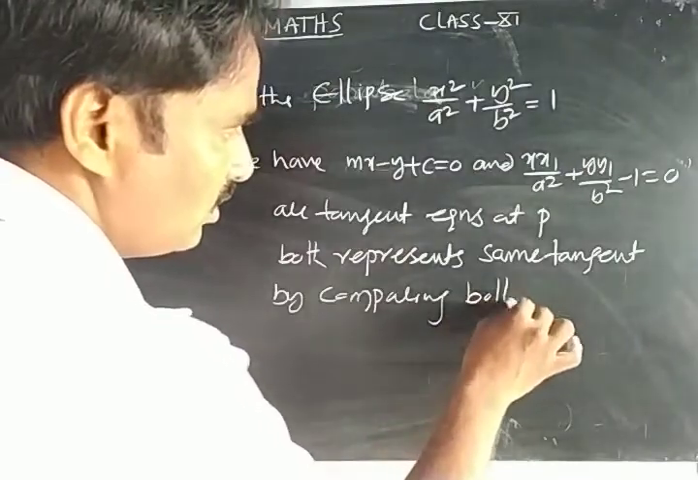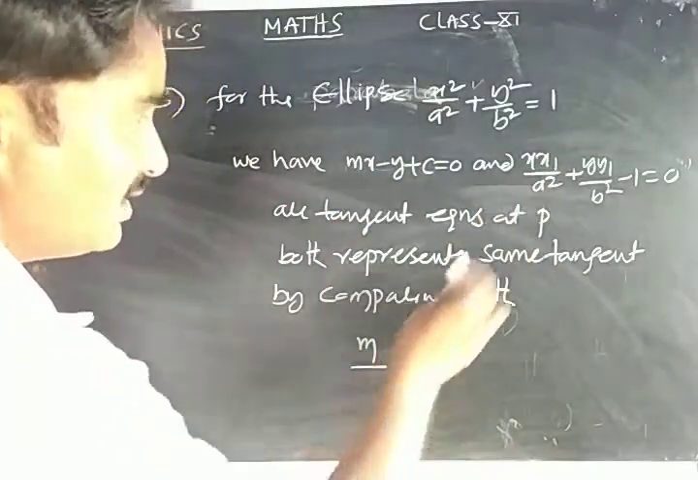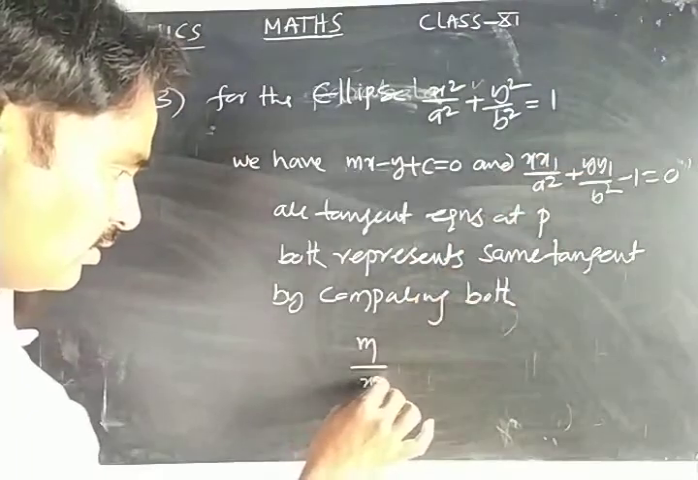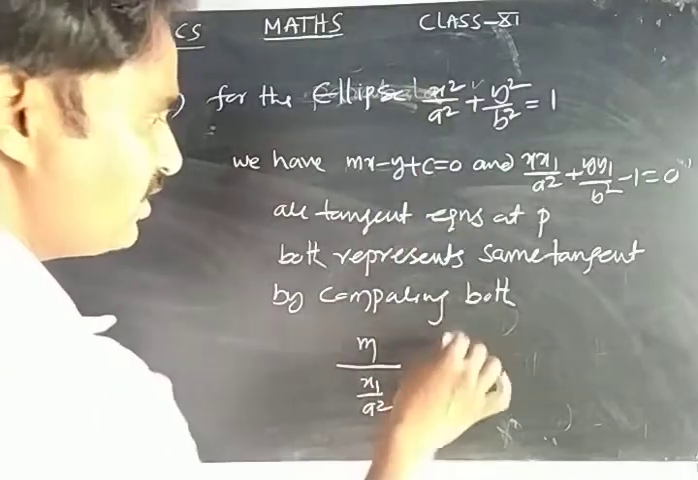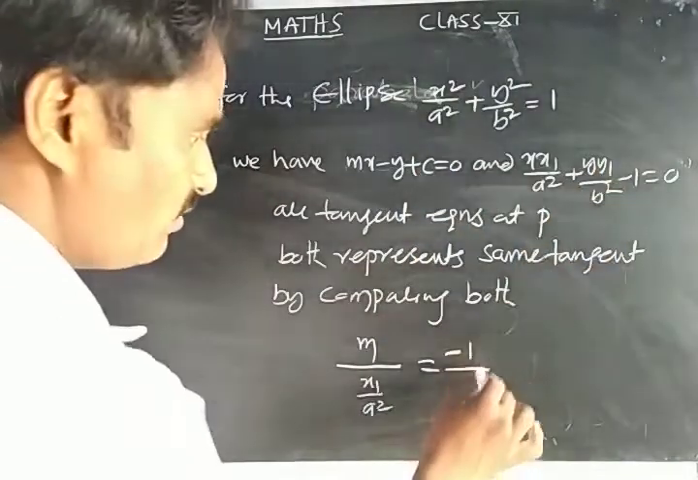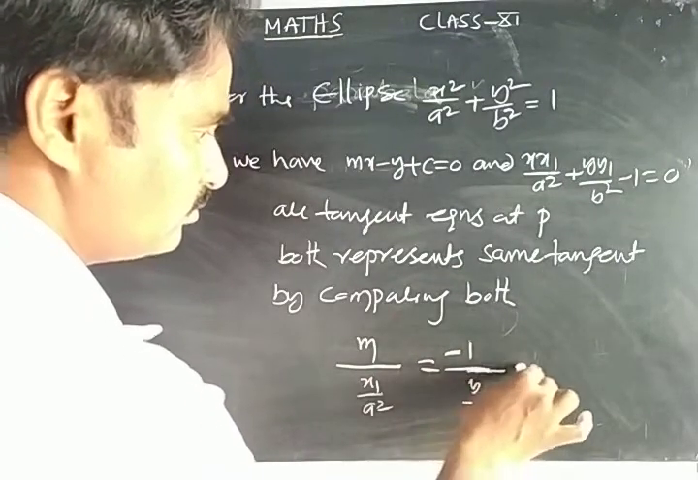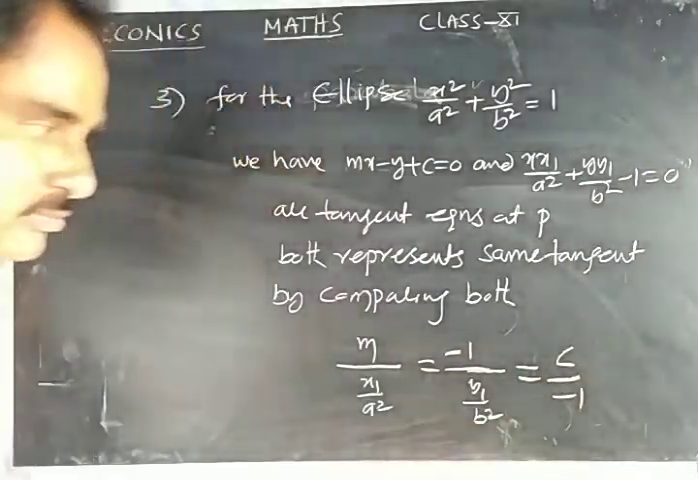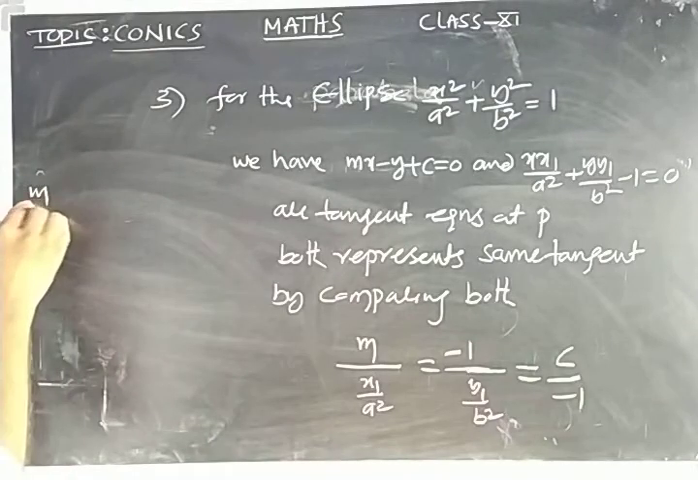By comparing both, we get the x coefficient m. What is the x coefficient in this equation? Except this x, x1 by a square is equal to the y coefficient, minus 1. Here the y coefficient is y1 by b square. Here the constant is minus 1. Now comparing these two, you will get x1.